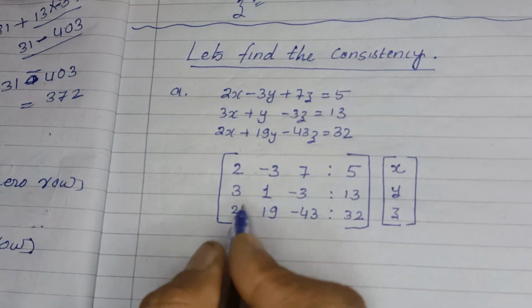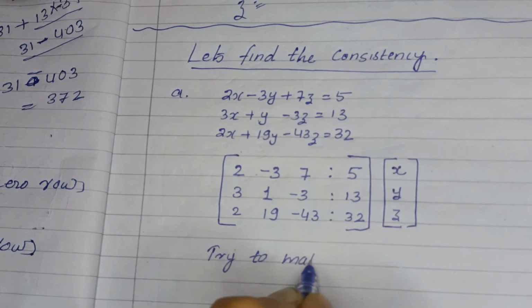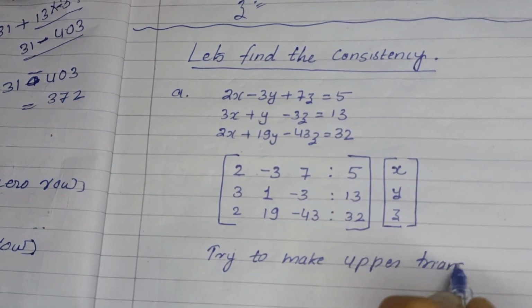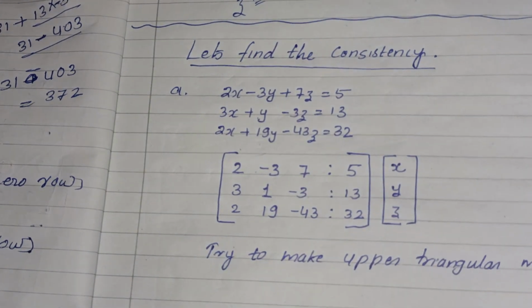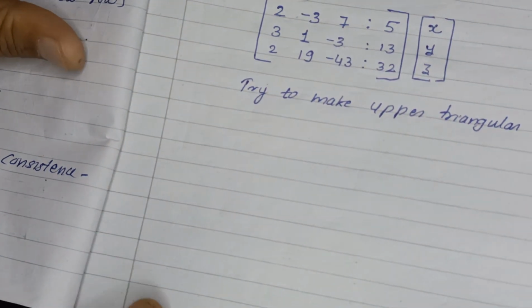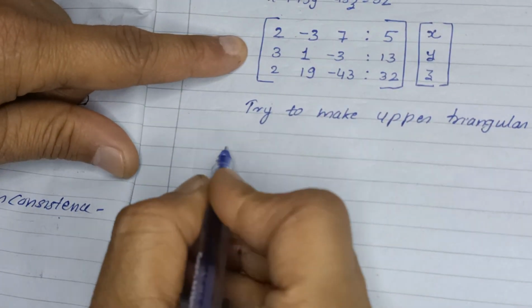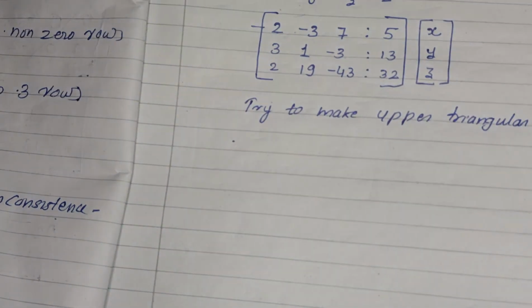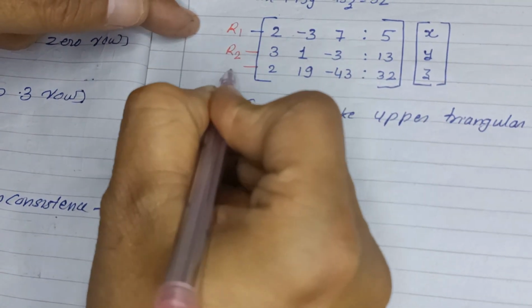So let's see now. We have to try to make an upper triangular matrix. So we need to make this equation an upper triangular matrix. Now I will not be writing these variables, I'll be writing only these numbers. This is called row 1, this is called row 2, and this is called row 3.